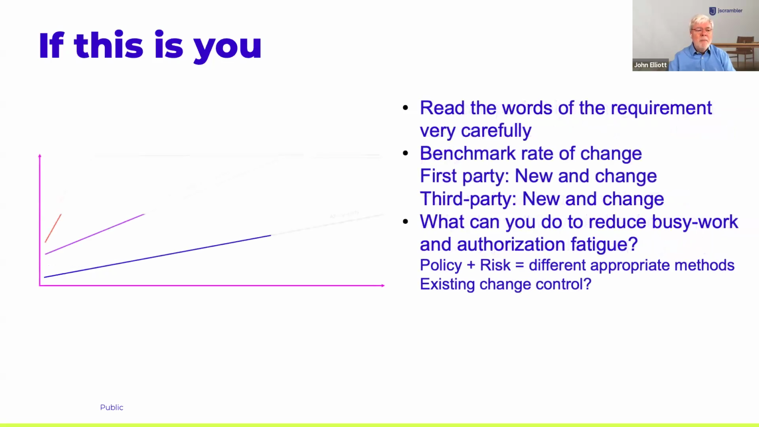If you've got a fair number of scripts and a mix, then our advice, before you buy a tool, is to benchmark your rate of change. How quickly do you add new first party and third party scripts to your site? How often do they change? What can you do in your organization to reduce what I call busy work: that authorization, justification, and inventory? That's compliance busy work. How can you automate as much of that as possible?